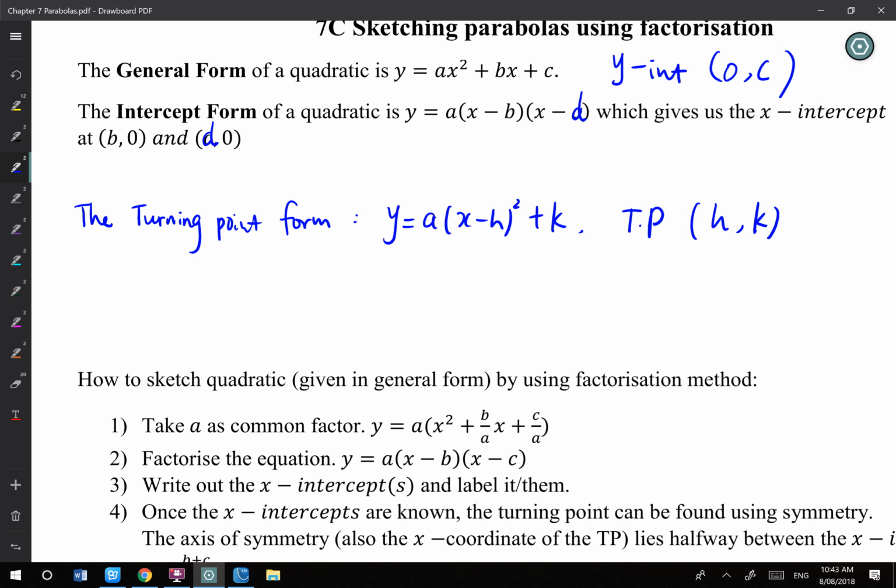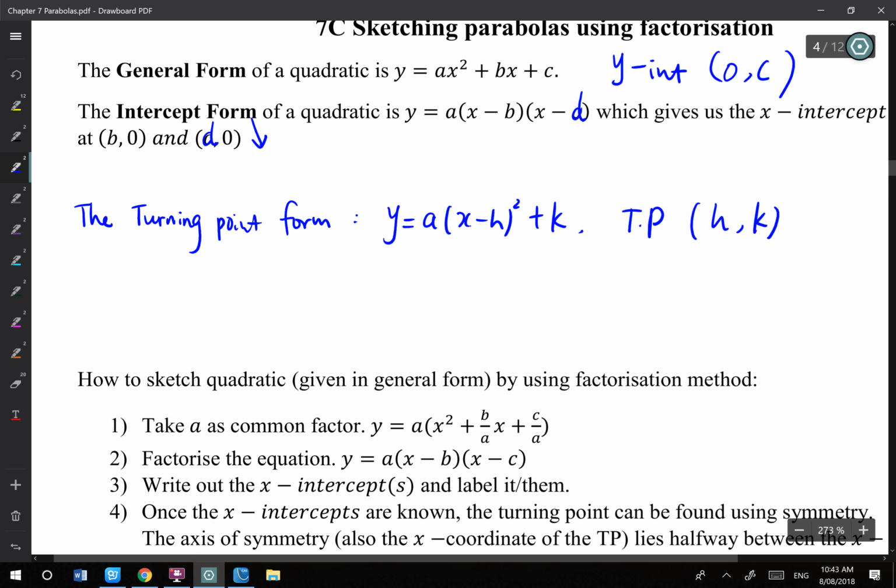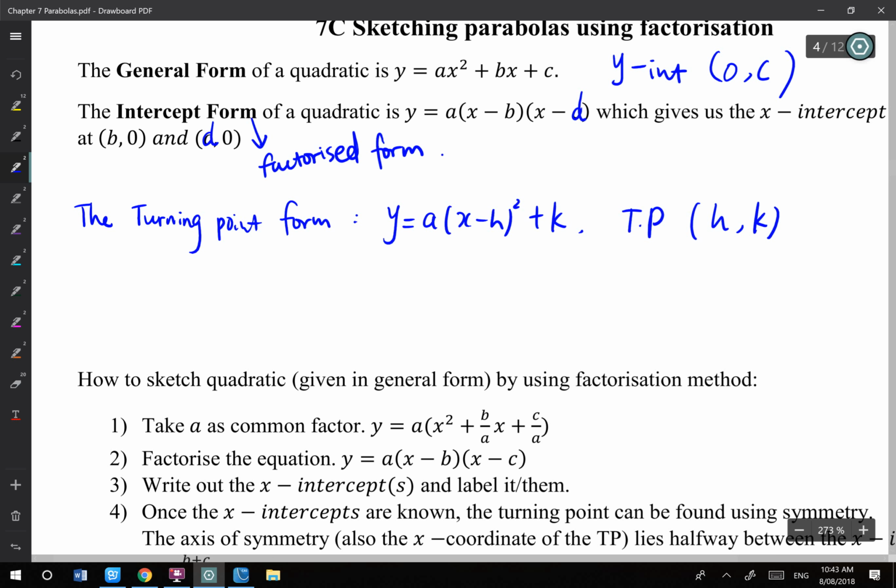So what is the x-intercept form? The other name for the x-intercept form is the factorized form. I have a question. Can all quadratics be factorized? No. Not all quadratics can be turned into factorized form, like intercept form.